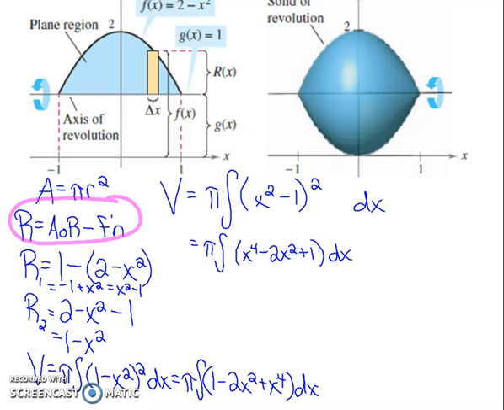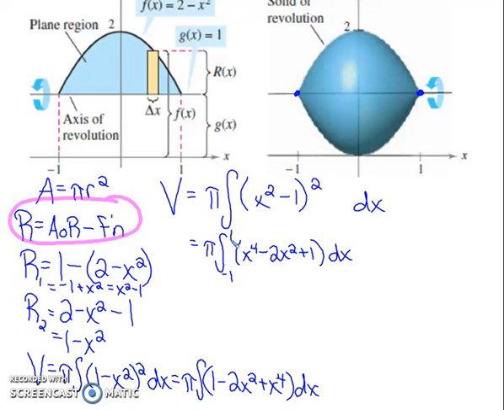So going back to my volume formula now, I've got pi times the integral of x to the 4th minus 2x squared plus 1. I do need some boundaries. Since I'm integrating with respect to x, it would go from this x coordinate to this one, which looking at my graph, I can plainly see is from -1 to +1.